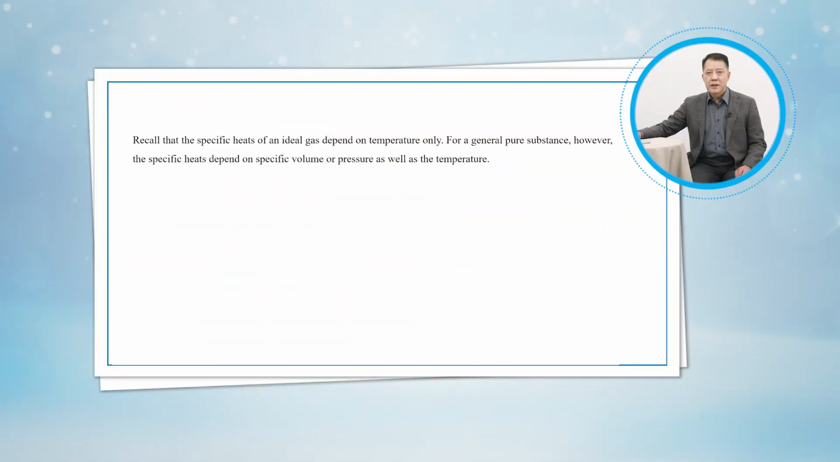The topic of this task is about the general relations for specific heats. Recall that the specific heats of an ideal gas depend on temperature only. For a general pure substance, however, the specific heats depend on specific volume or pressure as well as the temperature.